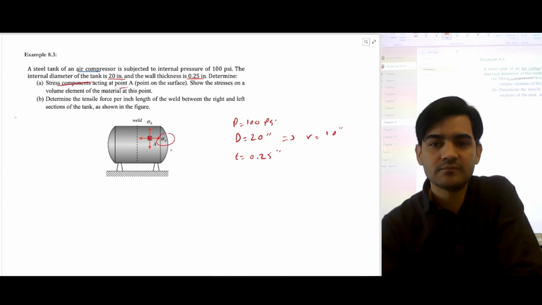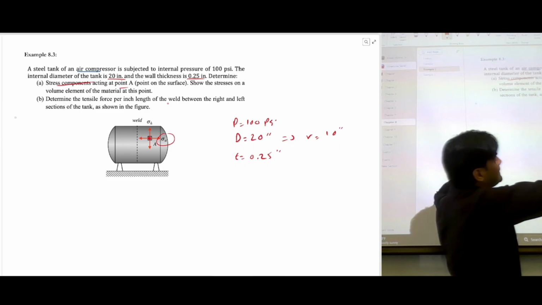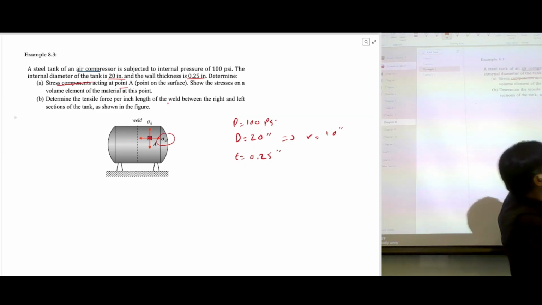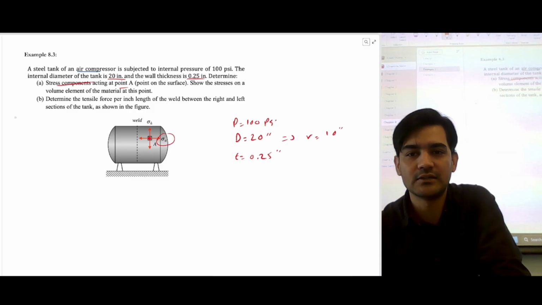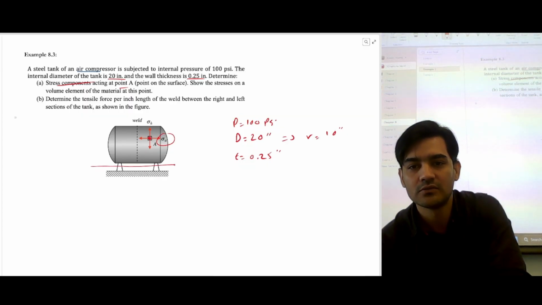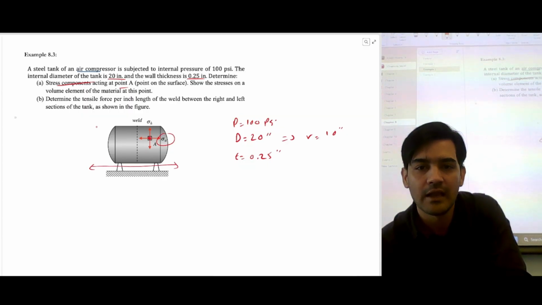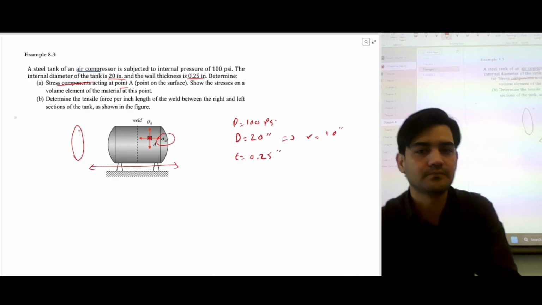So this is along the axis, so this is axial stress. This is along the circumference, so this is a hoop stress. So the vertical stress in this case is hoop stress, and the longitudinal stress is along the length. So this is longitudinal, and this one is along the circumference, so this is hoop stress.